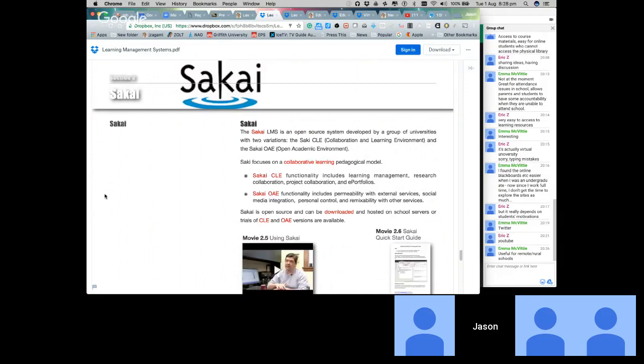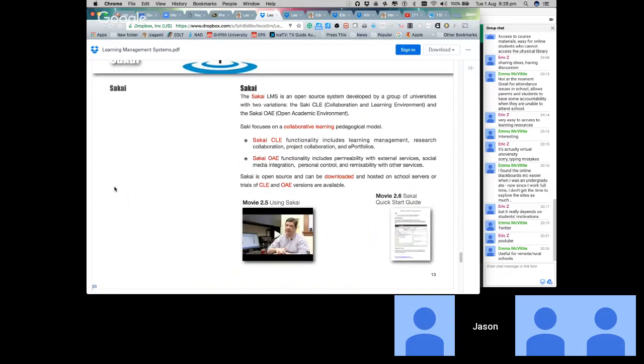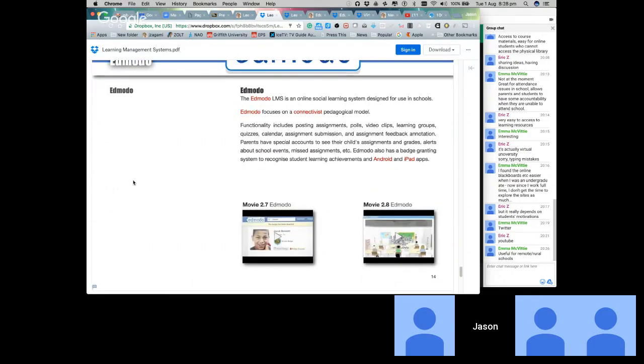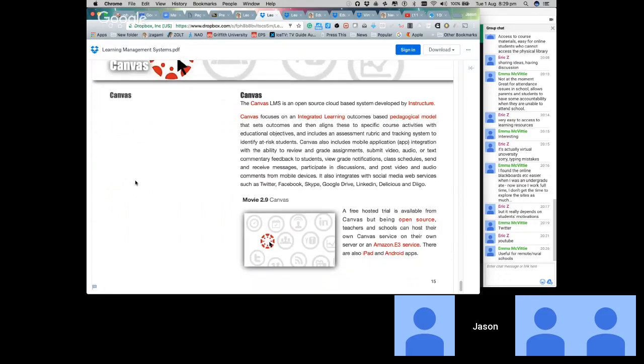But there are others. Sakai is one that was designed specifically around, well, it actually had two different versions. One was around collaboration and digital portfolios, and the other was around the use of social media and Facebook-like environments to promote learning in that space. Edmodo is another one. This uses what's called a connectivist pedagogical model, very much around sharing of resources, sharing ideas and working together on projects. Canvas is another one. It has a whole range of different approaches, but it links in a lot with social media services like Google and Skype and Facebook and LinkedIn to expand what's possible in a learning management system.